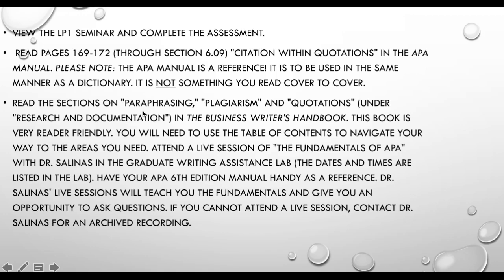You're going to read pages 169 through 172, citations with quotations, in the APA manual. And I do want to stress, and I'll probably stress it again, the APA is just a reference. You're going to use it like you do a dictionary. So do not try to sit down and read this thing cover to cover because it can get confusing. You want to pay special attention to the sections on paraphrasing, plagiarism, and quotations under research and documentation in the Business Writer's Handbook. This book is very reader friendly. You need to use the table of contents to navigate your way to what you need. Again, this is not something you really need to read cover to cover. Use it as you see fit.